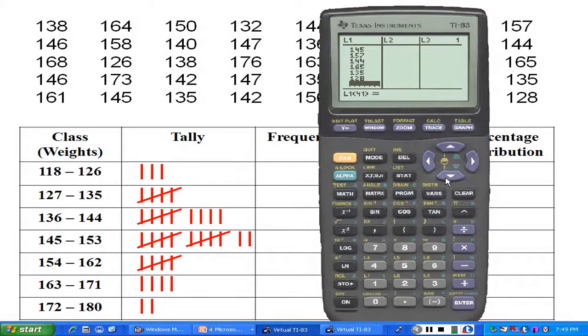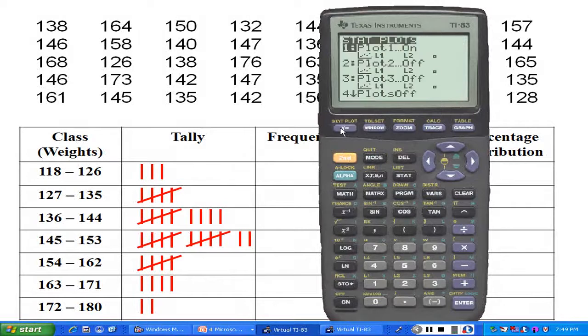So our next step is going to be this. We're going to go ahead and press the second button. Now once we press the second button, we're going to press this one right here, stat plot. So it's second and y equals. Second and y equals. That gives you what they call the stat plots. Okay?